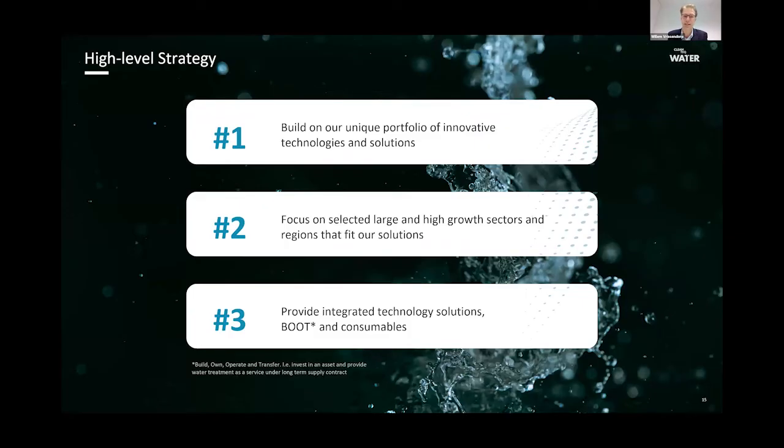So that brings us to our strategy. I think the introduction I just gave has hopefully given you a clear picture already of the strategy. The core of our strategy is really built around our set of innovative technologies. That's what we've been working on a lot over the last years to develop and to further improve. And that's also the basis on which we're winning projects and on which we're very confident about our prospects for future growth.